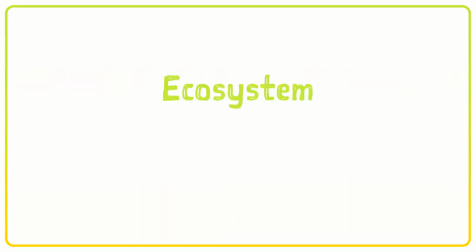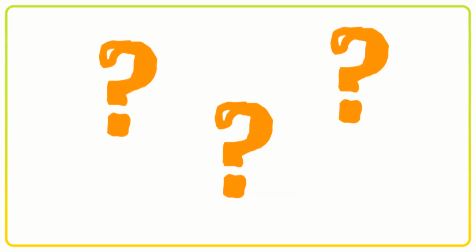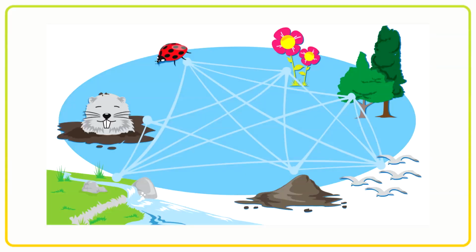An ecosystem is a community of biological organisms and the physical things they need to survive. Which are more important, living or non-living things? Neither one is more important than the other. Rather, they both are important to the balance, health, and functioning of the entire ecosystem. Their interactions with each other help create this balance.